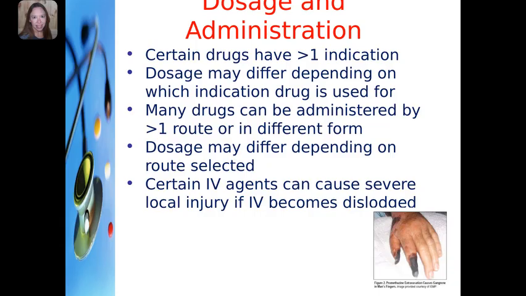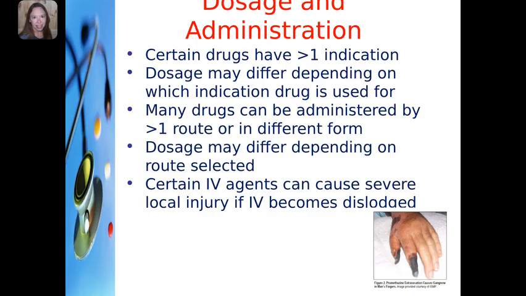And just remember, certain IV medications can cause severe local injury if by chance that IV becomes dislodged. So before you ever give any IV medication, you need to check your IV site and make sure that that IV is intact and the site is without redness or edema. One example of a medication that can cause necrosis is Phenergan. Phenergan is an antiemetic drug.